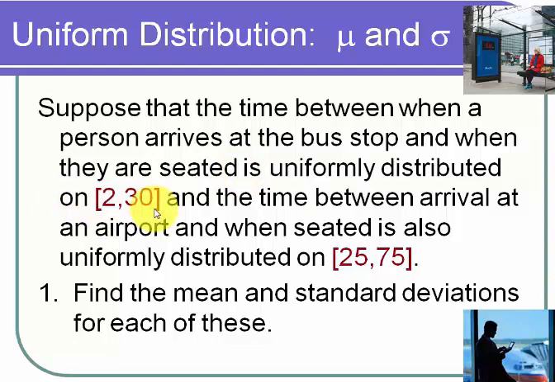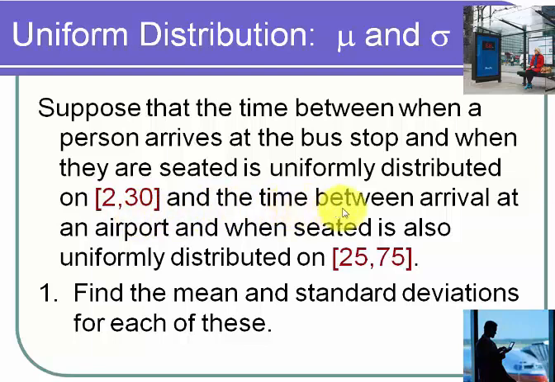Even if the bus is there right away, you still have to get up from your chair, get onto the bus, put your money in the slot, go find your seat and sit down. That will probably take about 2 minutes. On the other hand, you could just get really unlucky and you wait and wait and wait, and finally the bus comes. 30 minutes later, you're sitting on the bus.